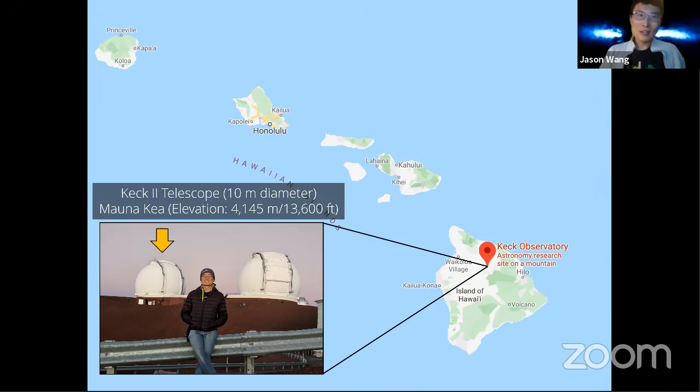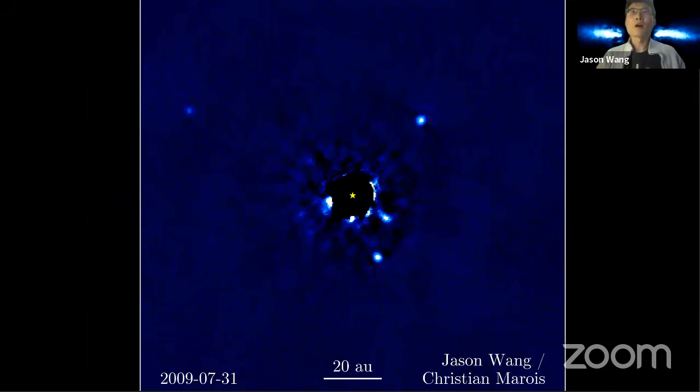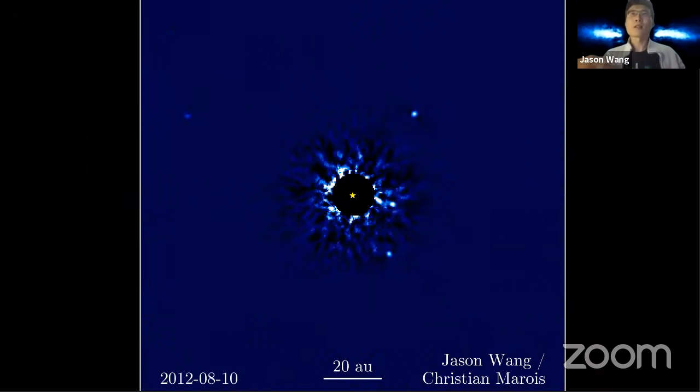With the Keck 2 telescope, we were able to take this image of HR 8799 that I showed you before. Here, there are 4 arrows in this image, and they indicate the direction of orbital motion for these planets. This is one of the first images taken of the 4 planets in the system. However, over the last 7 years, we've been accumulating more and more images. So here's a movie that I made with Christian Marois of the 4 planets orbiting HR 8799. This is the initial frame that you were seeing before. And here is a time lapse of the last 7 years of these planets orbiting.